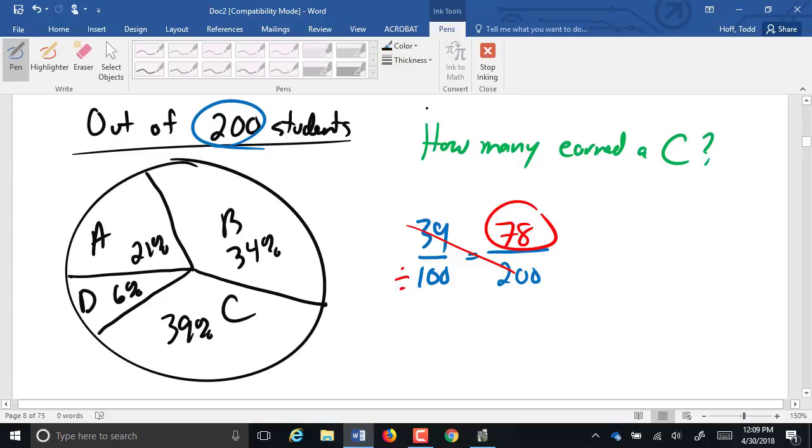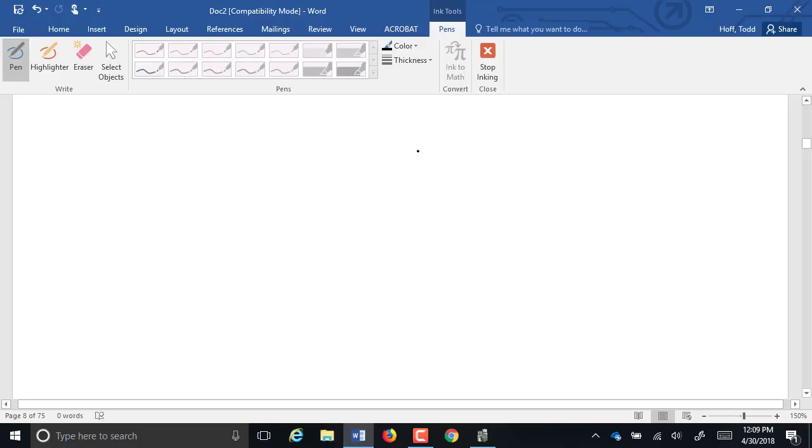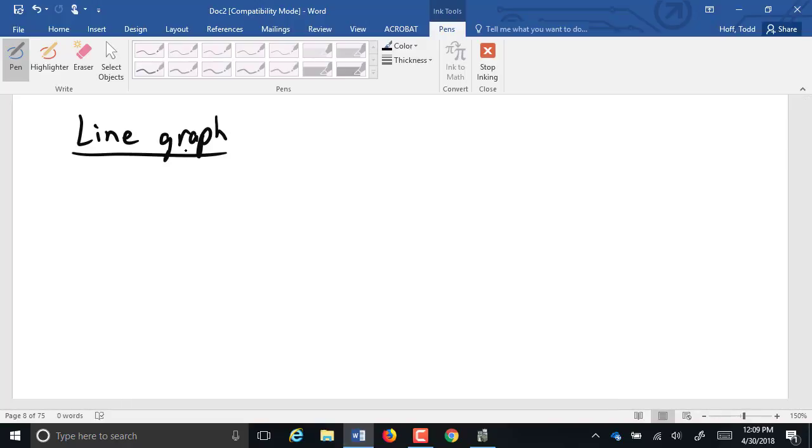Okay, so our final type of data graph that we want to talk about is a line graph. A line graph is a little bit different than the ones we've seen before. The last few that we've looked at have represented different possibilities for a variable at a single point in time. A line graph represents only one item, but at different points in time. It's referred to as a time series.